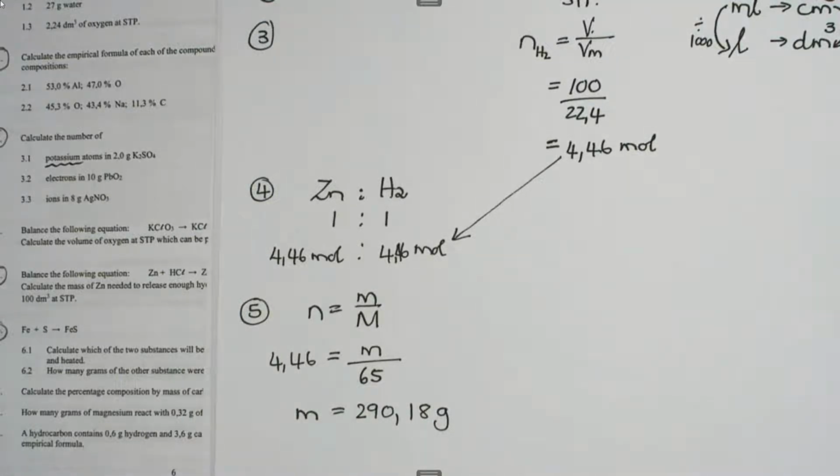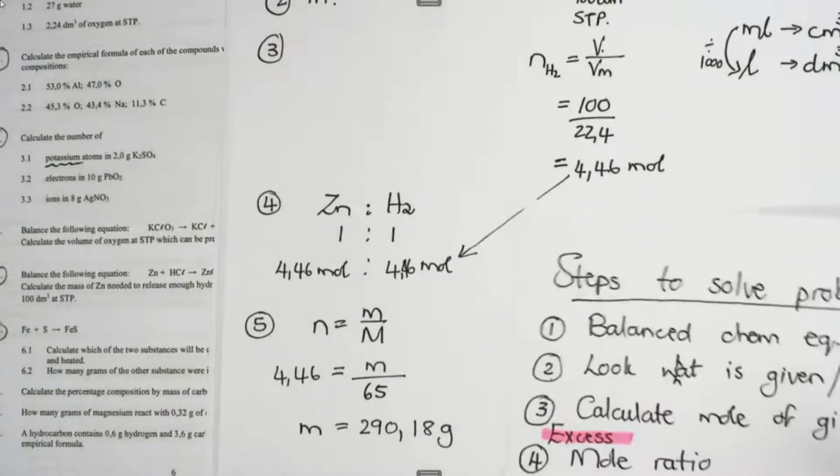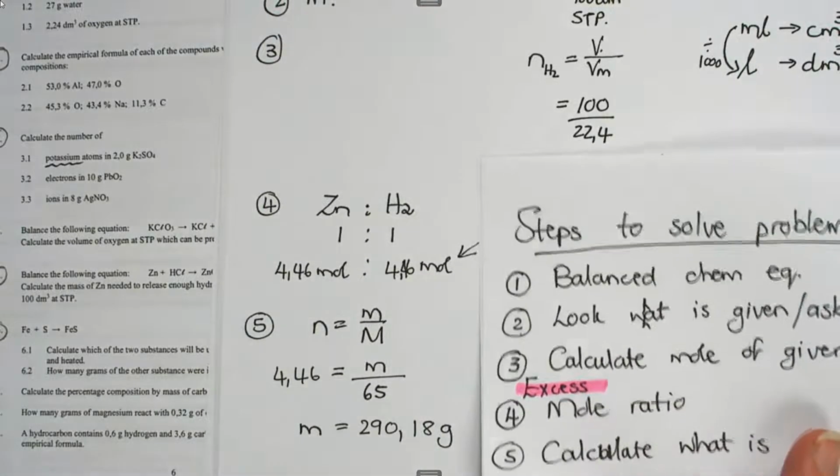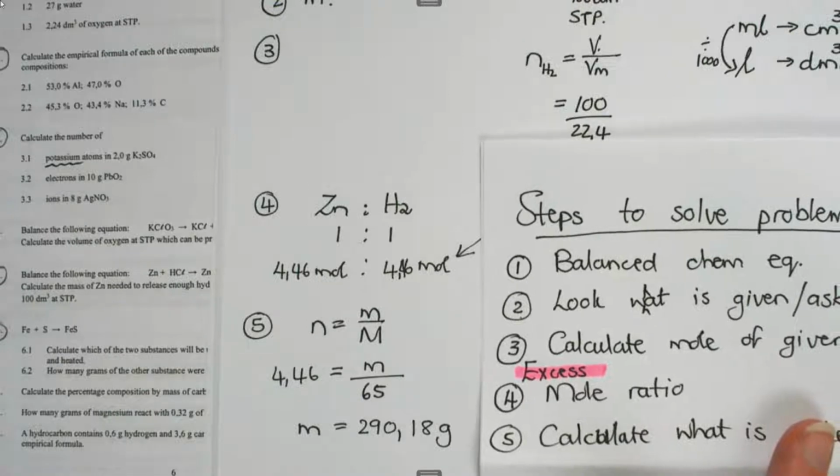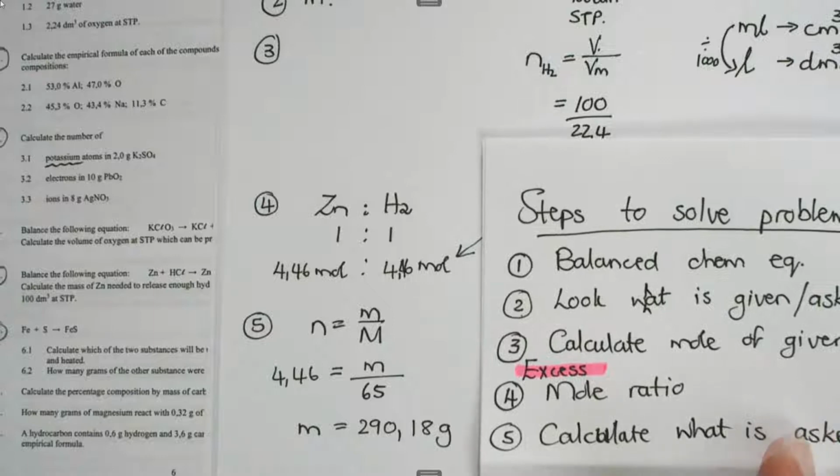So I'm sticking the whole time to these steps. I'm getting a balanced chemical equation, look what is given and asked, calculate the mole of given, do the mole ratio, calculate what is asked. So I keep doing the same thing over and over again.